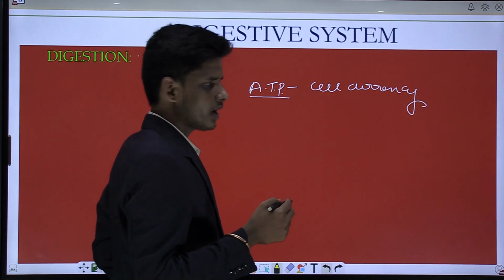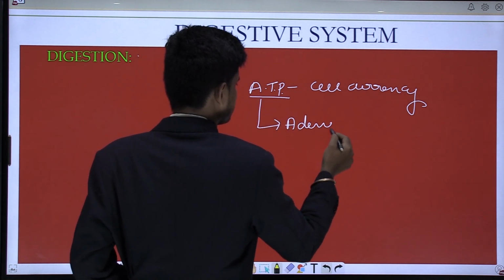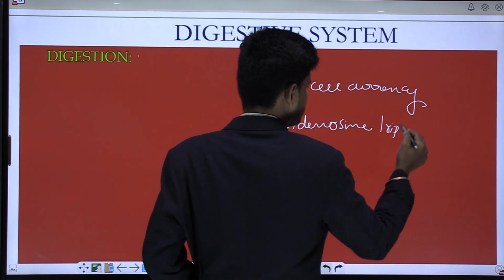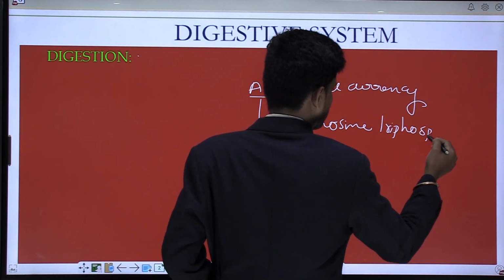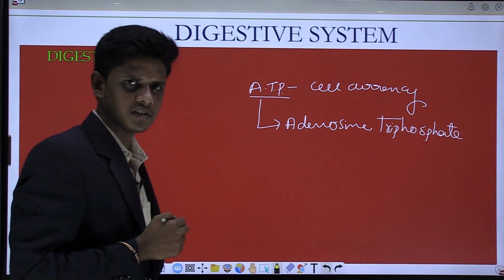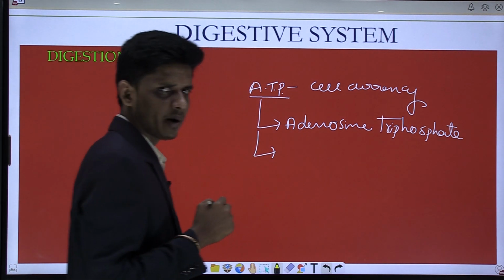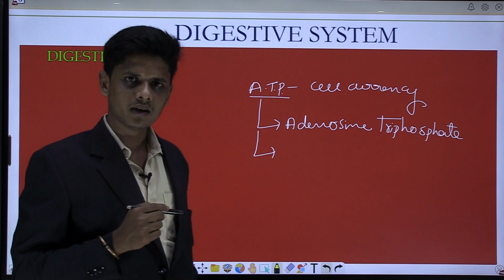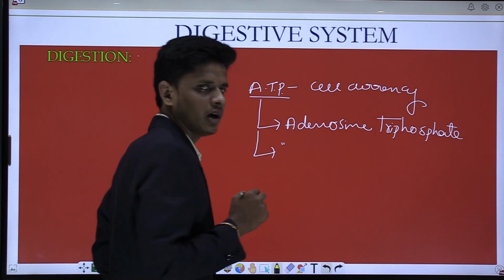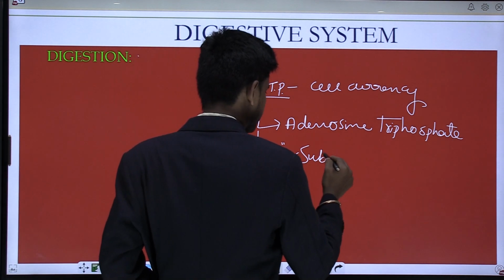What is the expansion form of ATP? They may ask you in the examination, what is ATP? ATP means adenosine triphosphate. Fine. And who discovered ATP? ATP was discovered by, I would say, Subbarao, a person who discovered ATP.